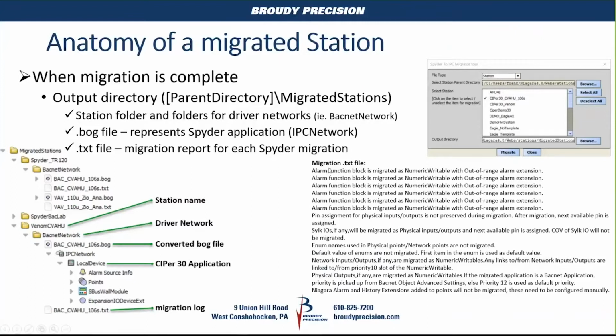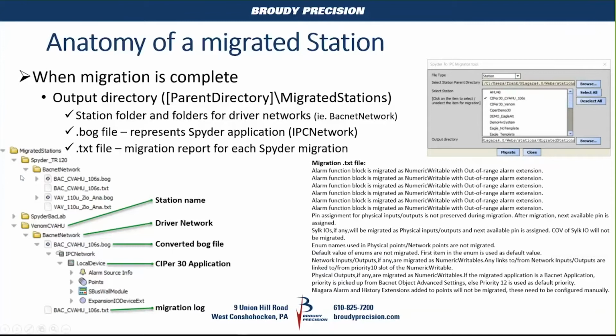An example here is a migration text file, and it goes through and tells you, like, Sylk IOs, if there were any, will be migrated to physical inputs and outputs, and the next available pin will be assigned. So that's how it goes through and does it. So it gives you a list of everything there.